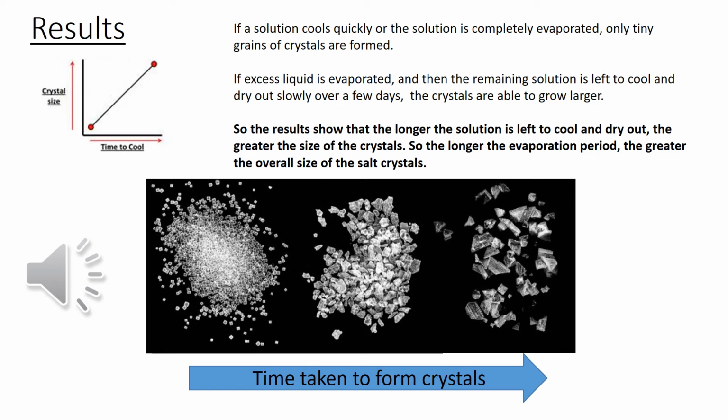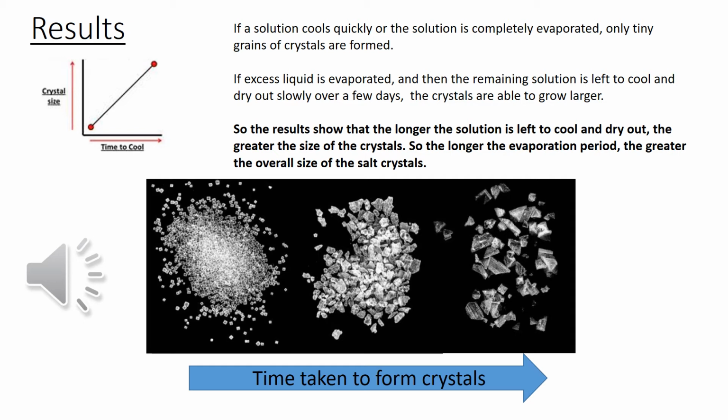So here, I've put it quite clearly for you. We've got a photograph here of some crystals. On the left side, we have granular crystals that are formed very, very quickly, so they're very small. Then in the middle, these ones have taken a little bit longer because they are slightly bigger. And on the right-hand side, we have crystals that have formed over a long period of time. I've also included a graph.